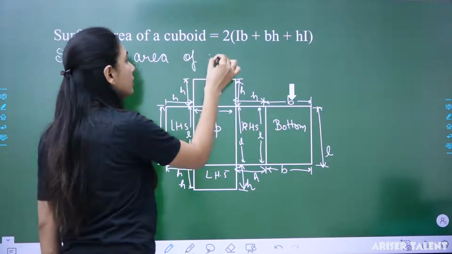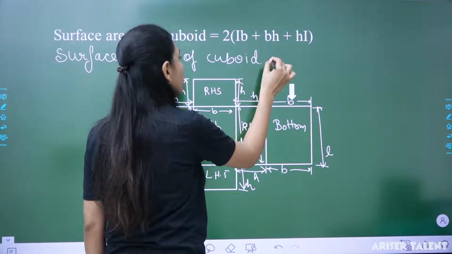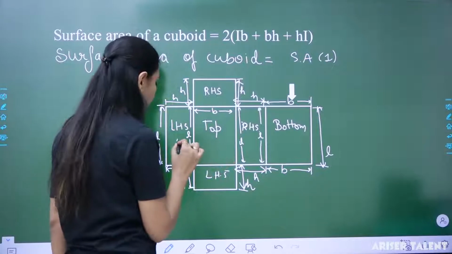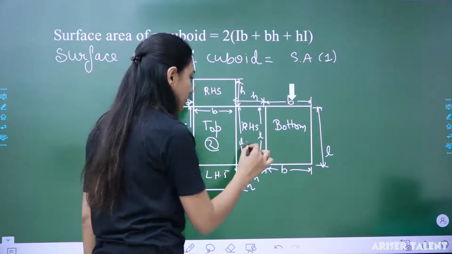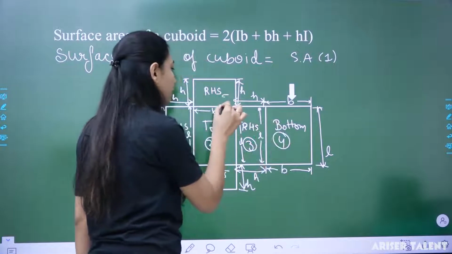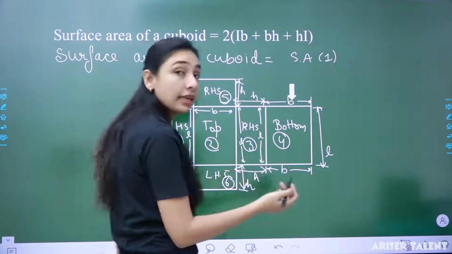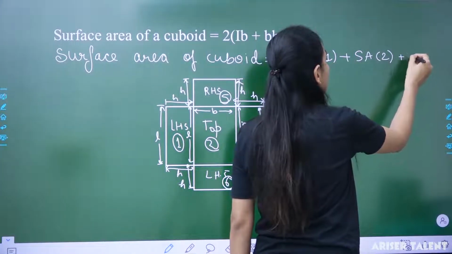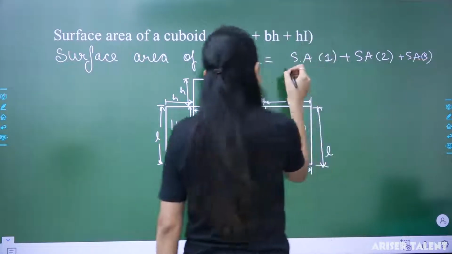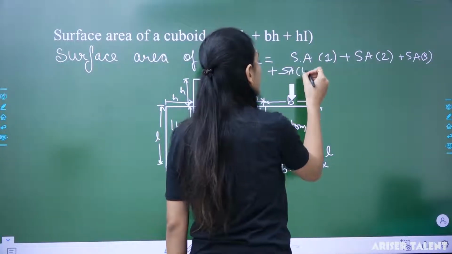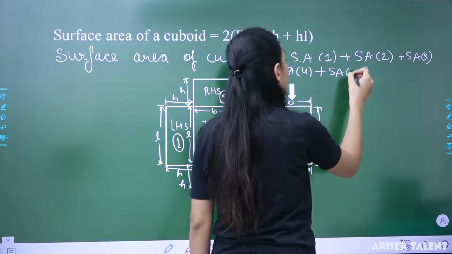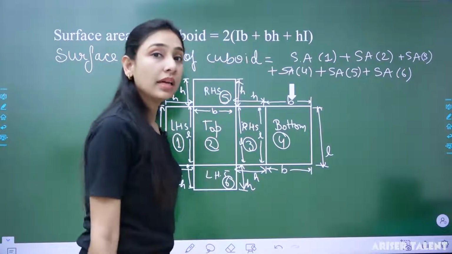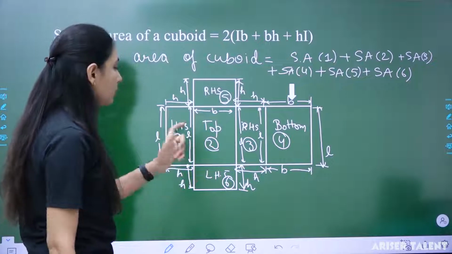the surface area of a cuboid will be basically what? Surface area of the first part here. Let's suppose this is first, this is second, this is third, this is fourth, this is fifth, and this is sixth. Okay, so in this case we are going to sum that up. Surface area 2, then surface area 3, then surface area 4, then surface area 5, and then 6th. Understood? Now we are going to have it one by one.